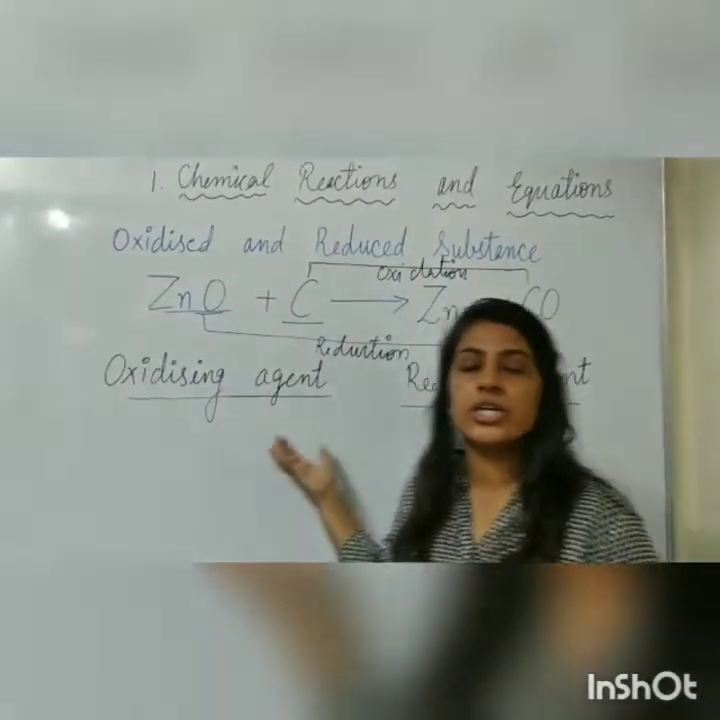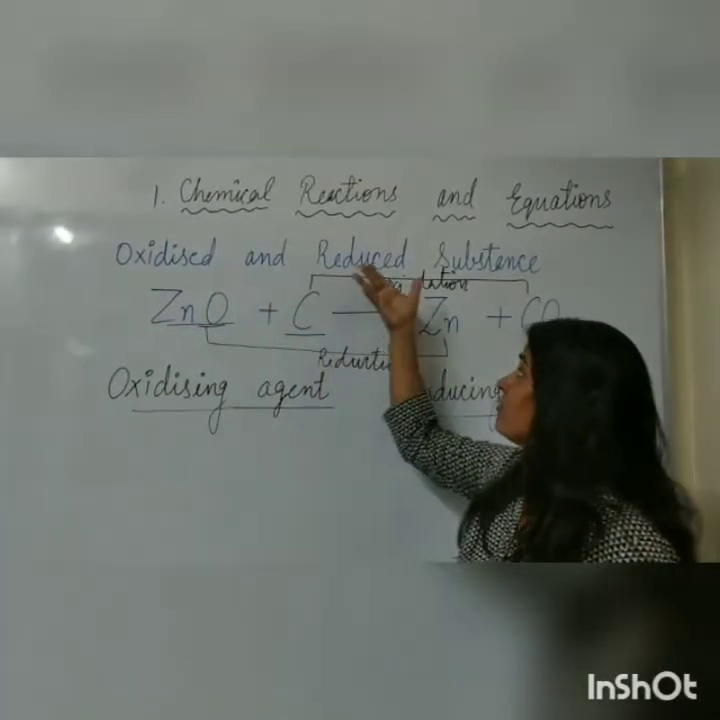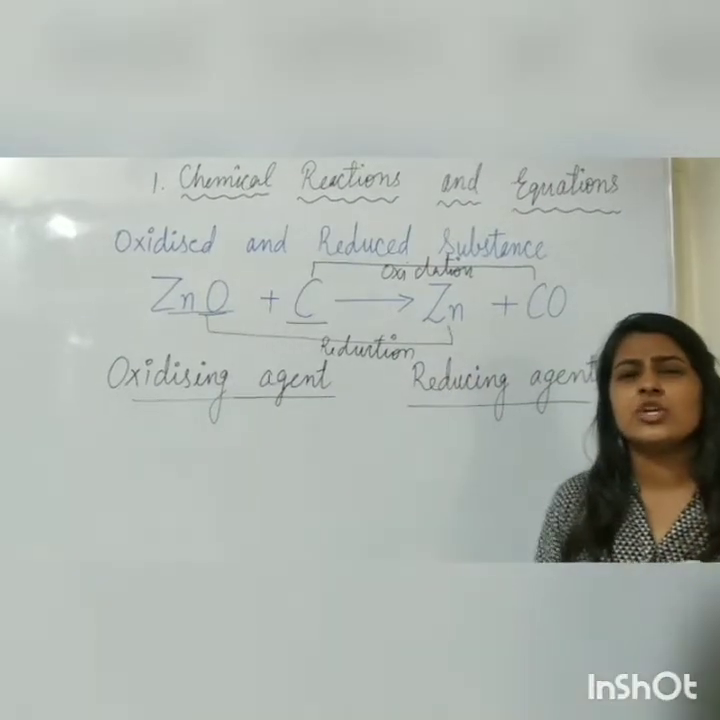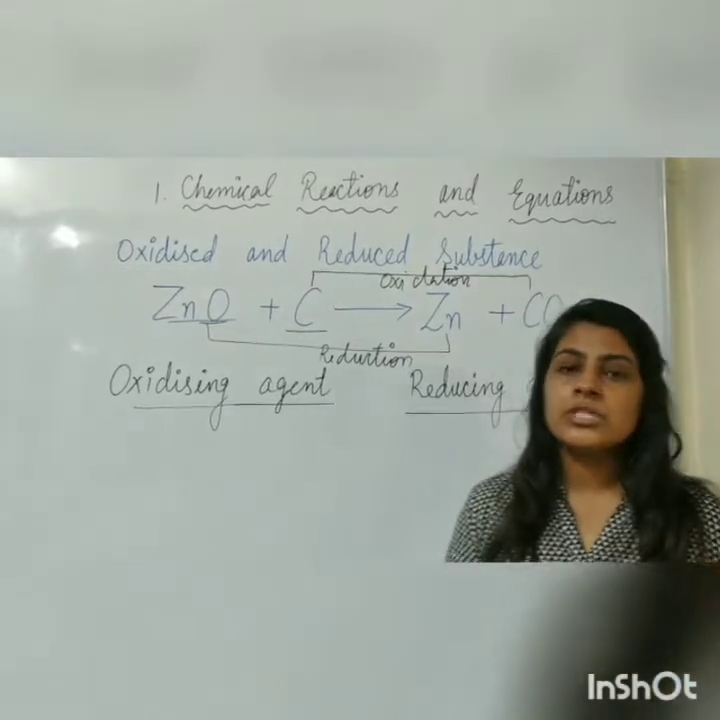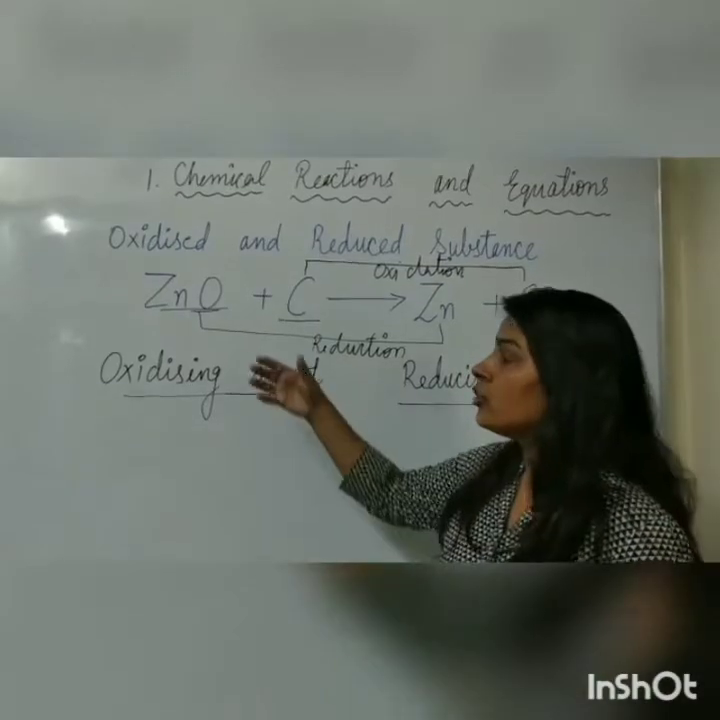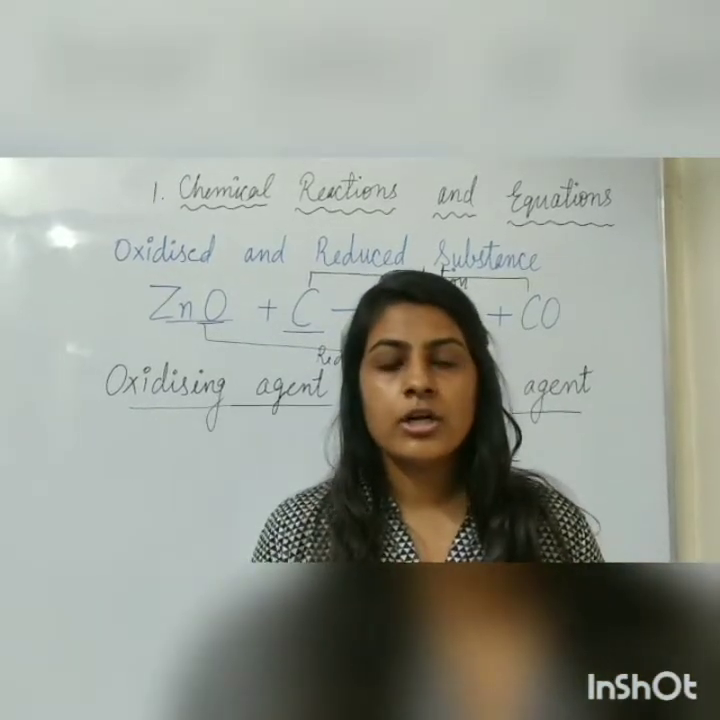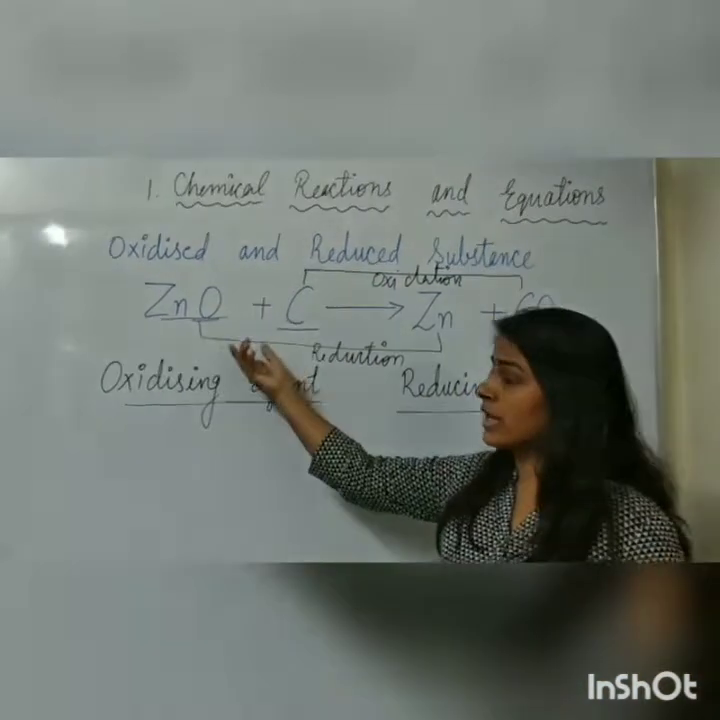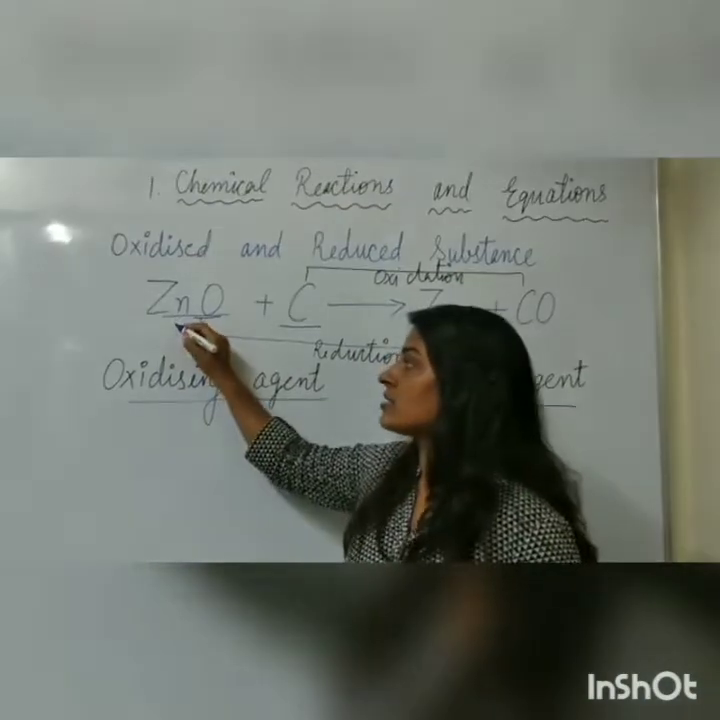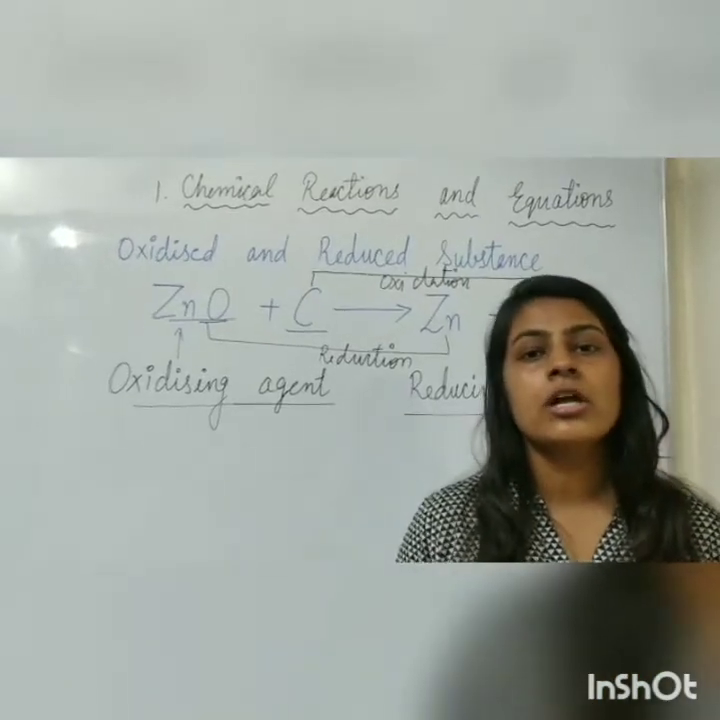You may get a question like this: identify the oxidizing agent and reducing agent. Now, I can understand oxidized and reduced substances, and with them the oxidizing agent and reducing agent. You may get confused with these terms, but trust me, it is very simple to identify the oxidizing agent. You have to keep in mind that it is the substance which always gives oxygen to another substance. In this reaction, zinc oxide is giving oxygen, so we can say yes, zinc oxide is the oxidizing agent as it is giving oxygen to the carbon.